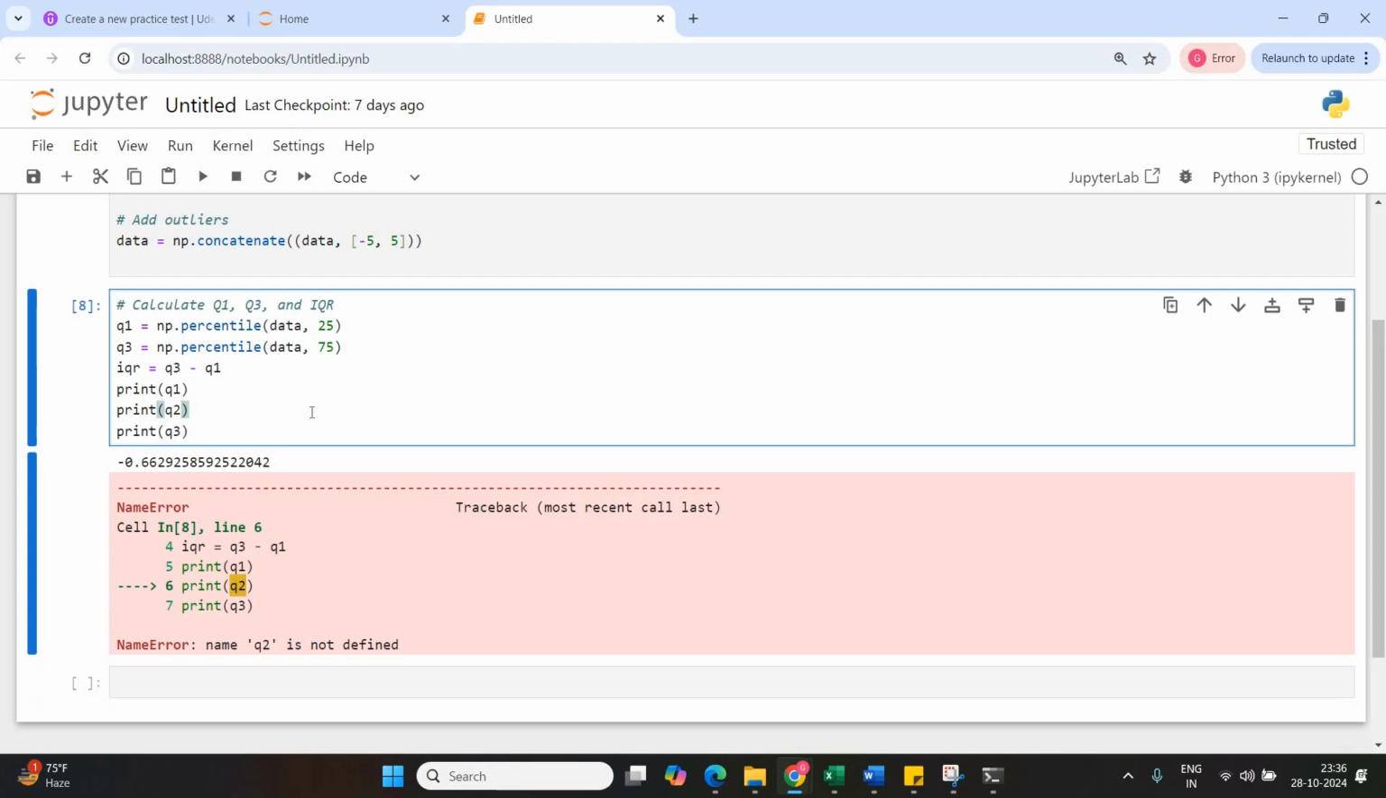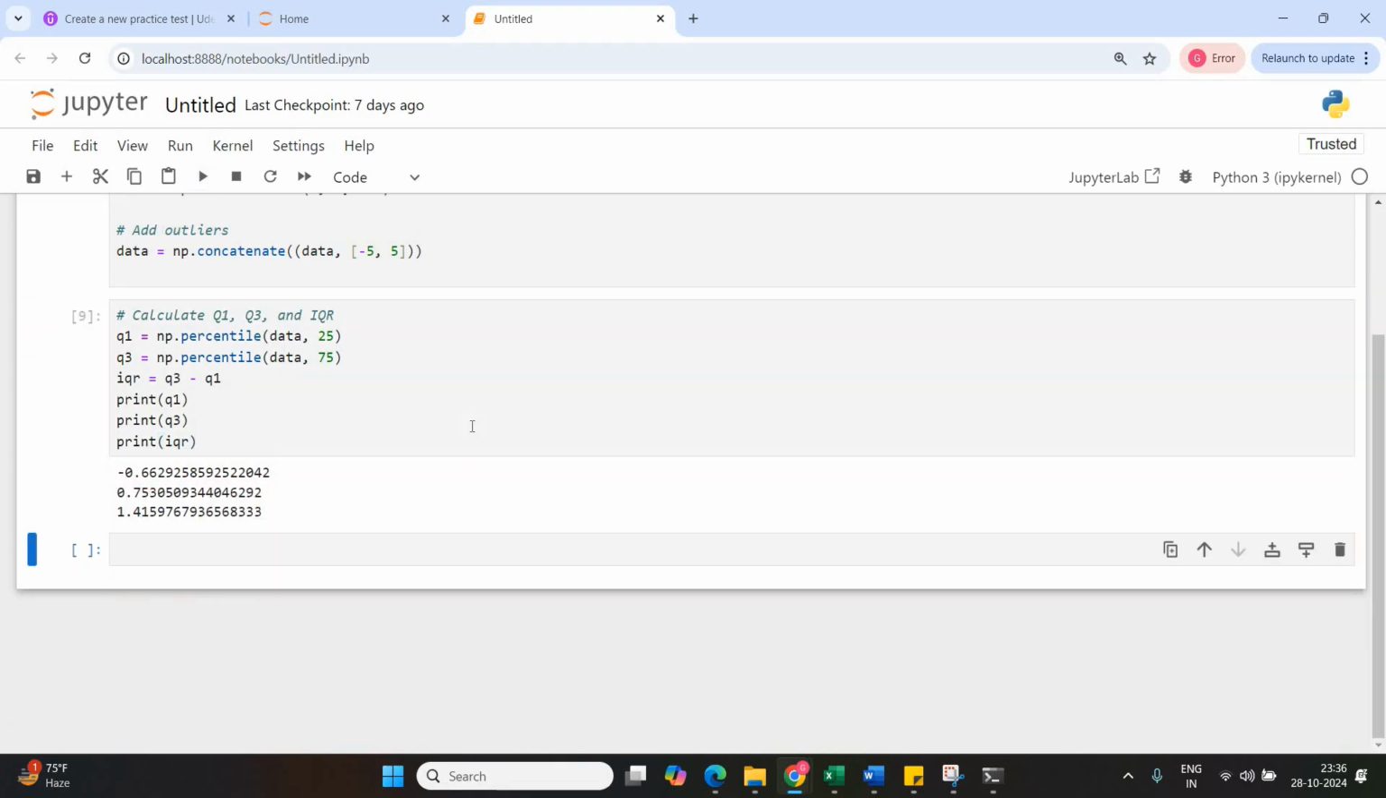Oh, it's Q3. And then we have IQR. What are these values? Let us see. Okay, so here you go. First thing is Q1 and then Q2. This is some kind of percentile value, right? So numpy dot percentile method, what does it do? You can find it out, and then you will be able to understand what kind of value it has given and why it has given this value.